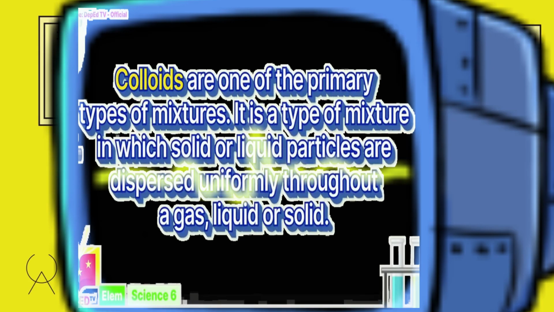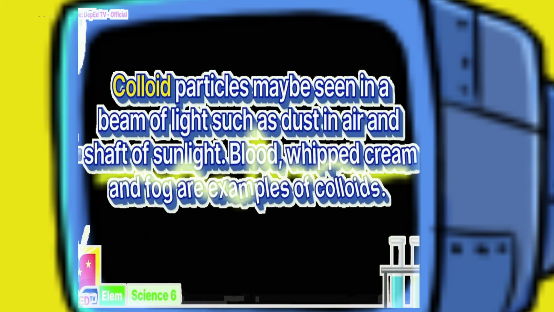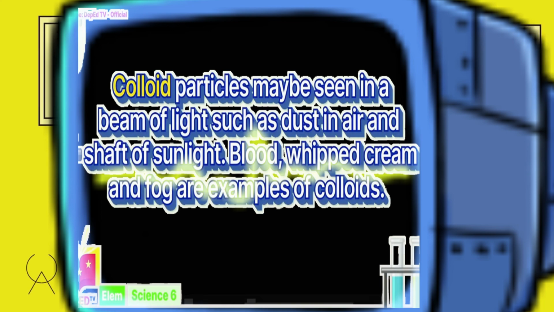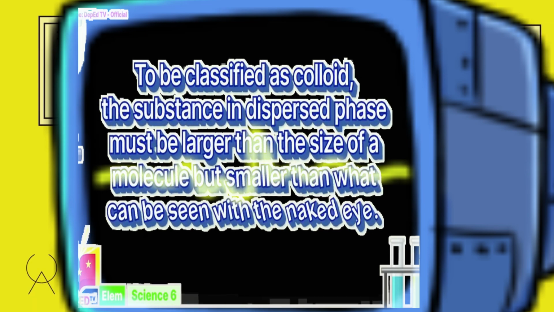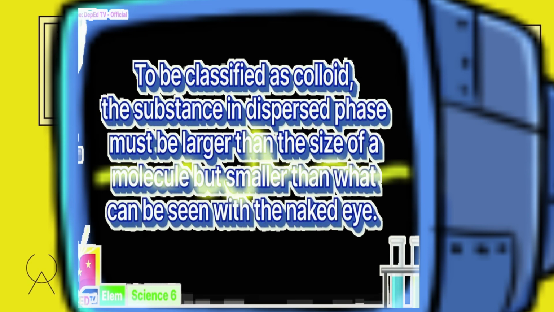Colloids are one of the primary types of mixtures. It is a type of mixture in which solid or liquid particles are dispersed uniformly throughout a gas, liquid, or solid. Colloid particles may be seen in a beam of light, such as dust in the air and a shaft of sunlight. Blood, whipped cream, and fog are examples of colloids. To be classified as a colloid, the substance in the dispersed phase must be larger than the size of a molecule but smaller than what can be seen with the naked eye.